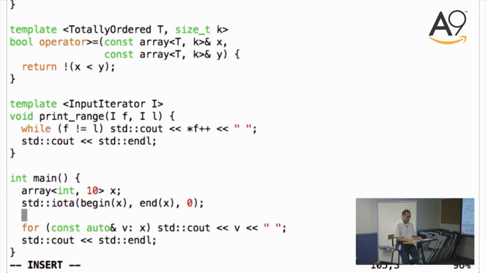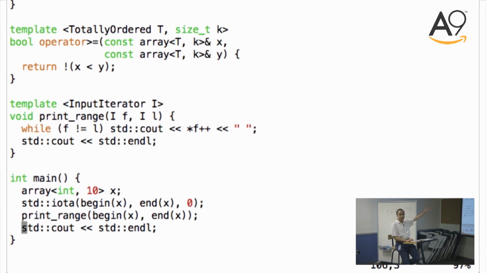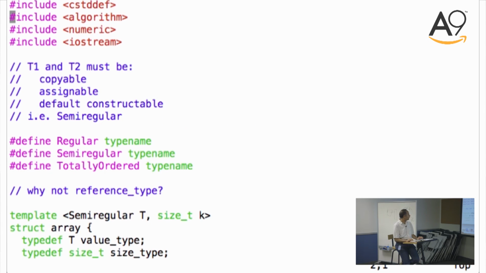Then I can just say print range, begin X and end X. I mean, this is the whole point. You want to be able to write a generic algorithm of this nature and use it without a container. Right? And I need to define input iterator.